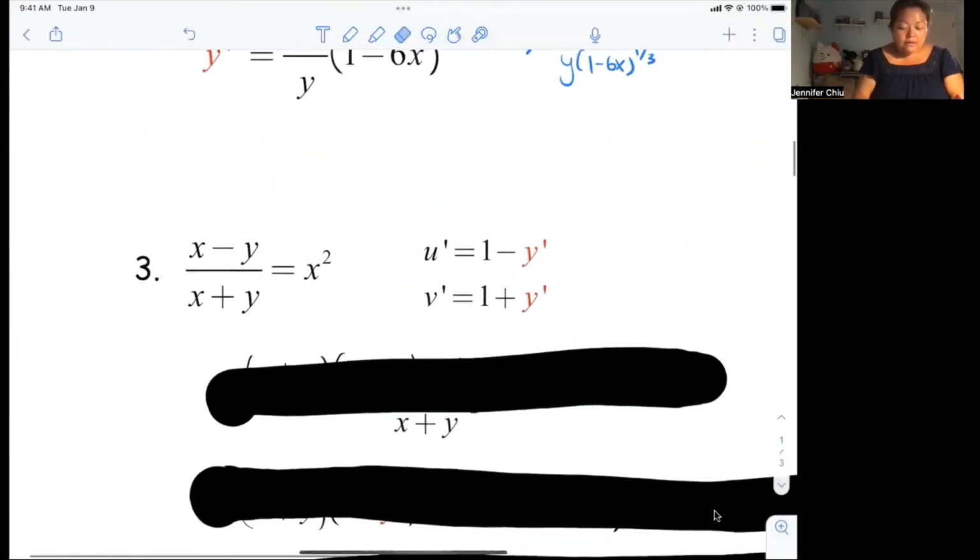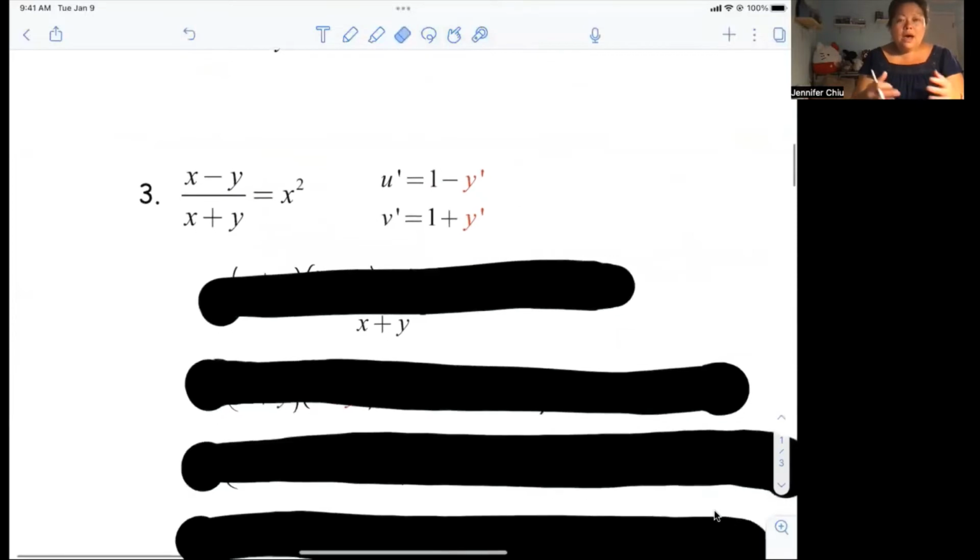Next, you have your quotient here. So I went ahead and did some u prime, v prime. I did the derivative of the top, which now becomes 1 minus y prime, because the derivative of x is 1 and the derivative of y is y prime. And the bottom is 1 plus y prime.